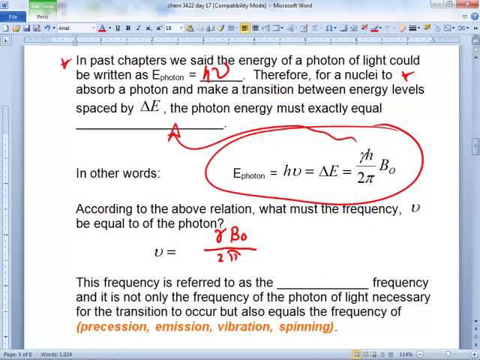What's that on top? The gamma. Well, you can call it gamma, but we're supposed to call it the magnetogyric ratio. I shouldn't have called it gamma. It's the magnetogyric ratio. This frequency is referred to as the blank frequency.